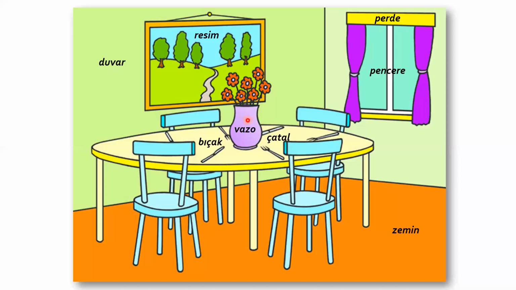Let's try. Let's use the example of the picture. So how would you say trees are in the picture? Try to say it first. Okay. The answer would be ağaçlar resimde. Ağaçlar resimde. Okay.